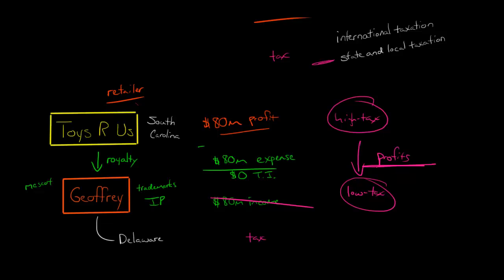Again, not just with state and local taxation, but on a broader level, at the international level, finding low tax countries that are tax havens, where they either don't tax income or they tax it at a very low rate. The companies are trying to figure out how to shift those profits to those jurisdictions to avoid or minimize the amount of tax they have to pay.